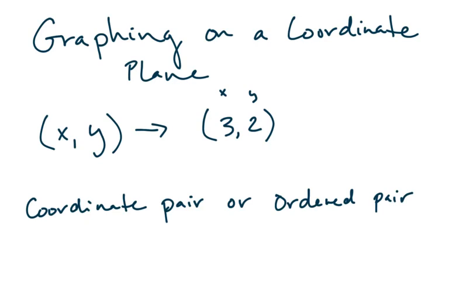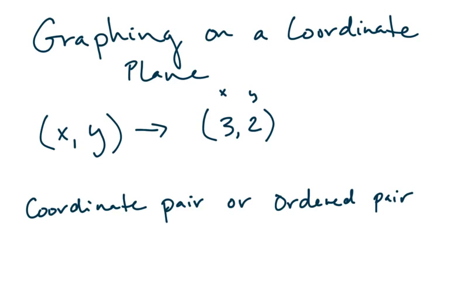A coordinate pair has parentheses and then one number and another number separated by a comma. The first number is always the x value and the second number is always the y value. For example, this is what we would call a coordinate pair or ordered pair. This is our x value and this is our y value. So 3, 2, we would say 3, 2.